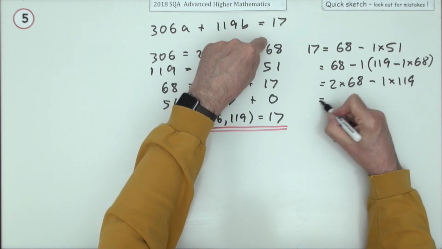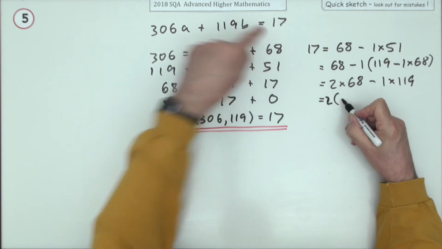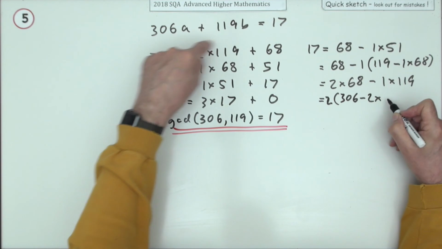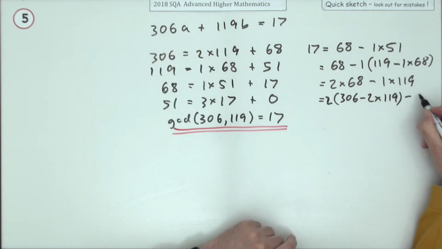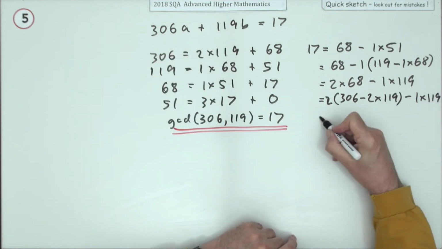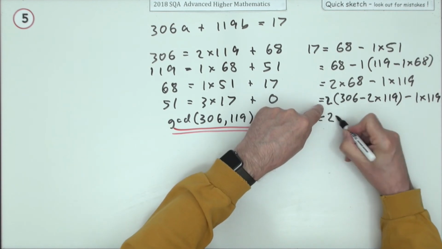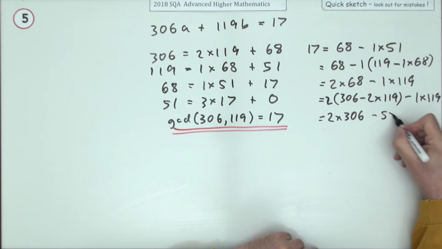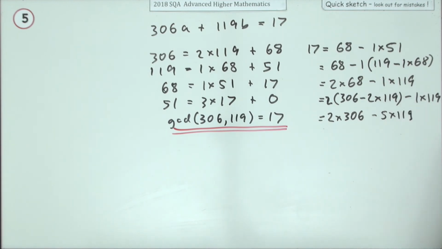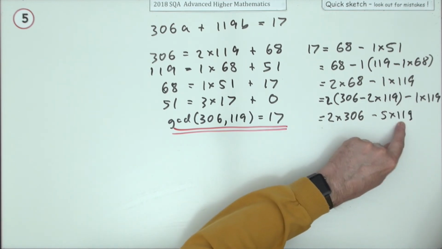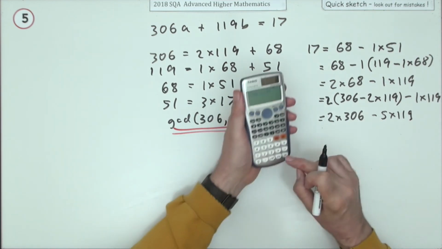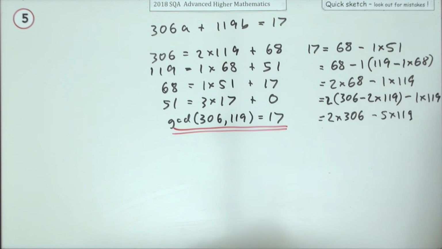Now step back up to here. So it's 2 times, now 68 is 306 minus 2 lots of 119, minus the 1 lot of 119 we had. So finally I've got 2 times 306 minus 5 times 119. And at this point you put that into your calculator and check it comes to 17. And when you press the button, 17, so all's well.